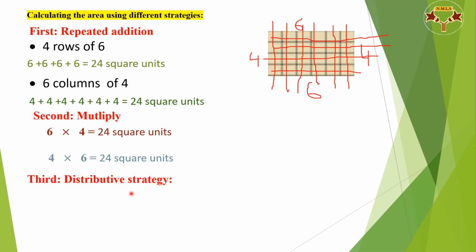The third strategy is called distributive strategy, okay? Here we can break 6 into 3 plus 3. We can break 6 into 3 plus 3. And we will multiply 3 times 4 plus 3 times 4, okay?